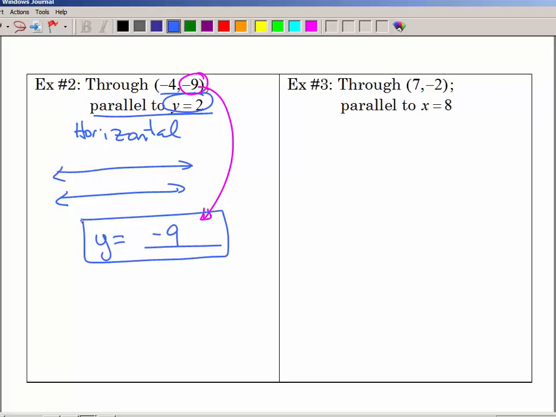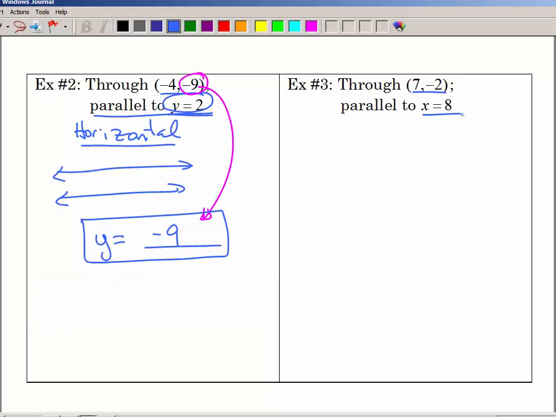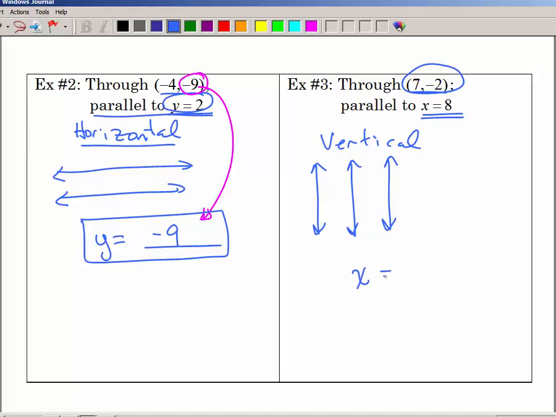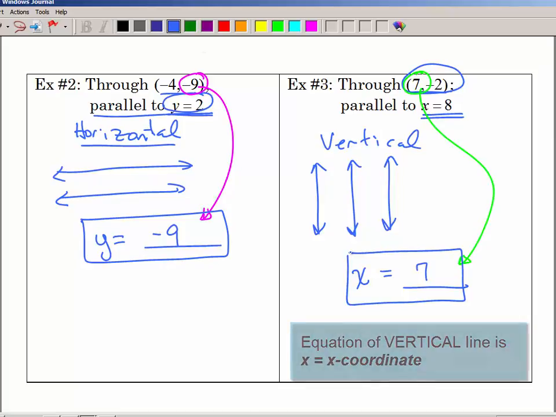That's almost so easy it's hard, because you have to memorize the fact that horizontal lines have the equation y equals your y coordinate. So now we have a line through a point parallel to x equals 8. You've got to know that that is a vertical line. So all other vertical lines would be parallel. So we want a vertical line that goes through the point (7, -2). So that equation is x equals, and then what is your x coordinate? It is 7. That's all there is to it.